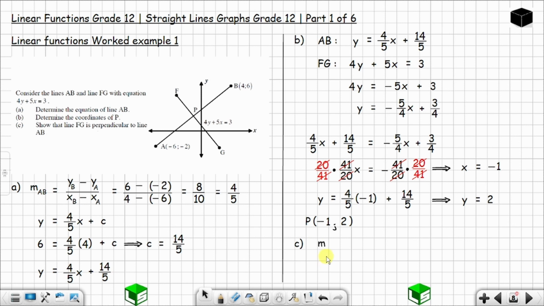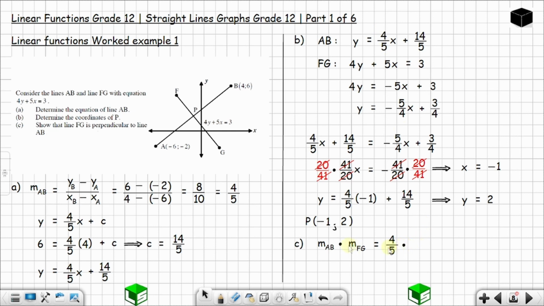So the gradient of the line AB times the gradient of the line FG is equal to what? Let's see if we are going to get negative 1. If we get negative 1, it means that the two lines are perpendicular to each other. Okay, what is the gradient of the line AB? This is the equation of the line AB. The gradient is there. This is your m, 4 over 5. Okay, you can see it 4 over 5 there. 4 over 5. This is your m, the gradient, right?